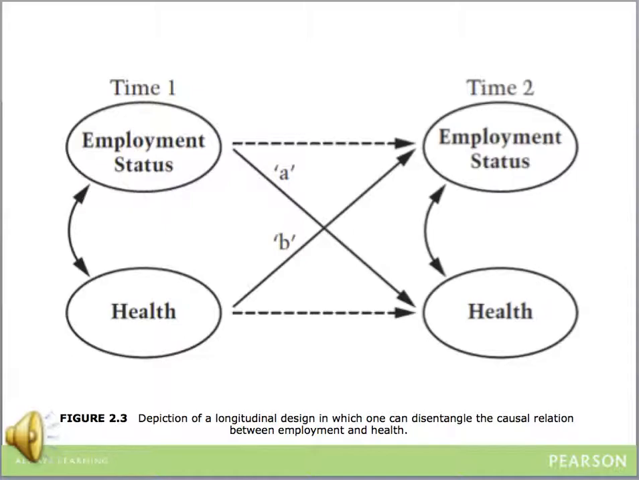What this graph is essentially telling us is that if we measure multiple time points, then we can parse out whether change in health occurs after a change in employment status or vice versa. So that way we can get a better sense of direction of causality.